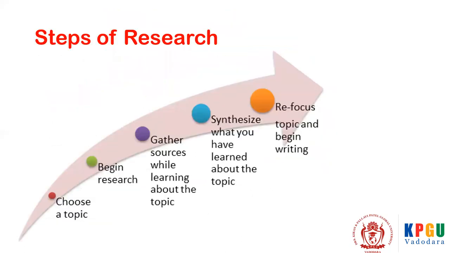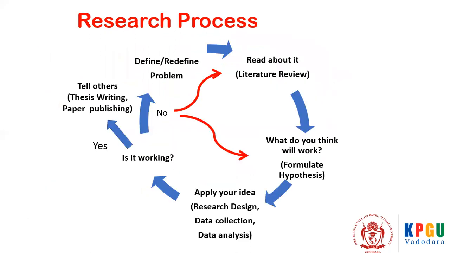These are the steps of research. You choose a topic, you begin research, you gather resources, then you synthesize what you have learned, and then you refocus the topic and begin writing. This is a more detailed understanding of how to go for research, right? So you start from the first step. It's a circle. Please keep in mind a circle has no starting point. Still, when you are drawing, you start from a point.